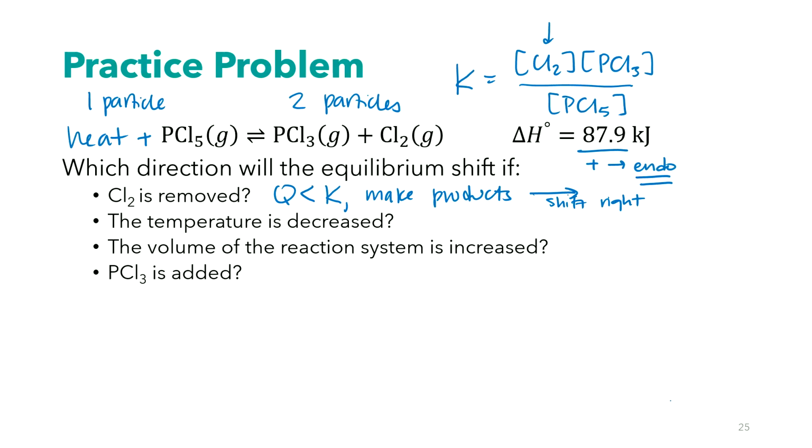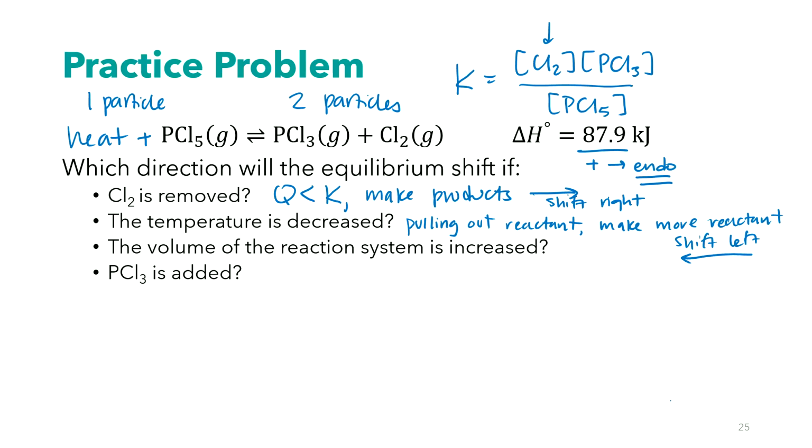If I decrease the temperature, the thought process here is, hey, this was endothermic because delta H was positive. So I should think about heat as a reactant. So when I lower the temperature, I am essentially pulling out reactant. When I take out reactant, I have to make more reactant. So this would be a shift left. Again, I cannot make that judgment without knowing the sign of delta H.